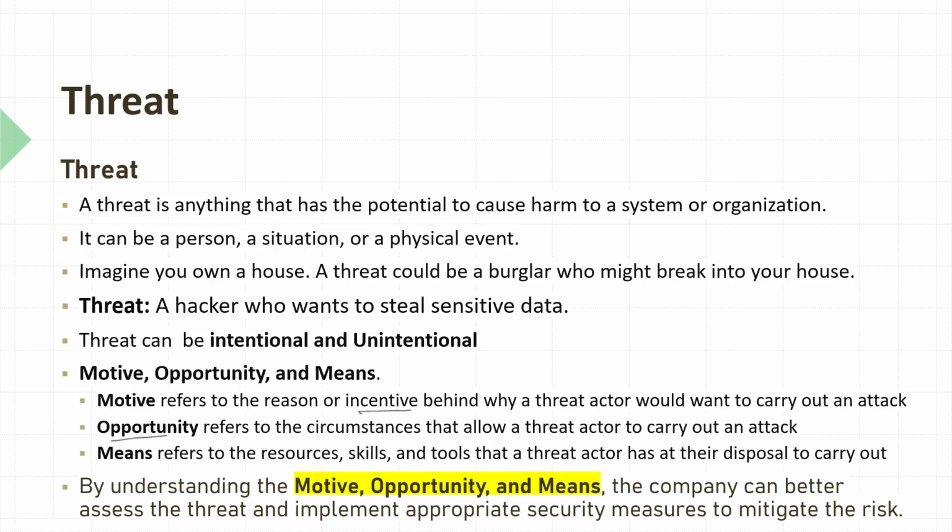And third is basically called means. It means skill. What is the capability he has? I know hacking, that is my skill. So as a security professional, what we can control is the opportunity which they're going to exploit.